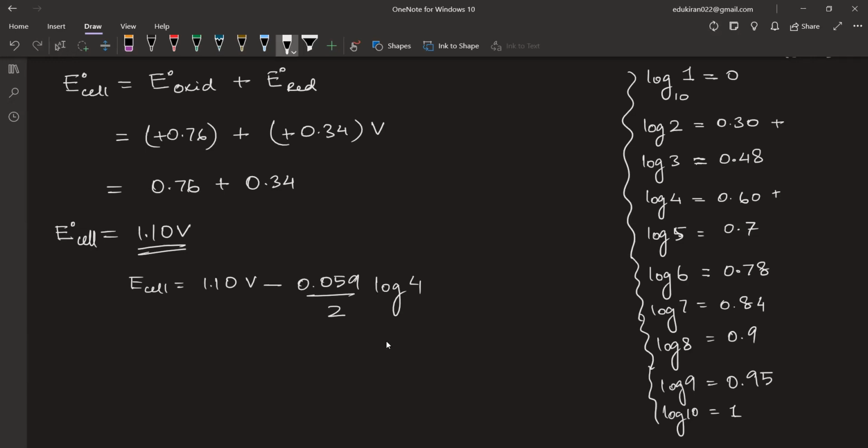Yes. Okay. So now I can write E cell is equal to 1.10 volts minus 0.059. You can sometimes write this as 0.06. So this will be equal to 0.03 if I approximate it as 0.06, divided by 2, into log of 4. Log 4 is equal to 0.6. So this will be equal to 1.10 minus 6 threes are 18, so 0.018. Correct. Now tell me how much answer you are getting. This will be in volts.